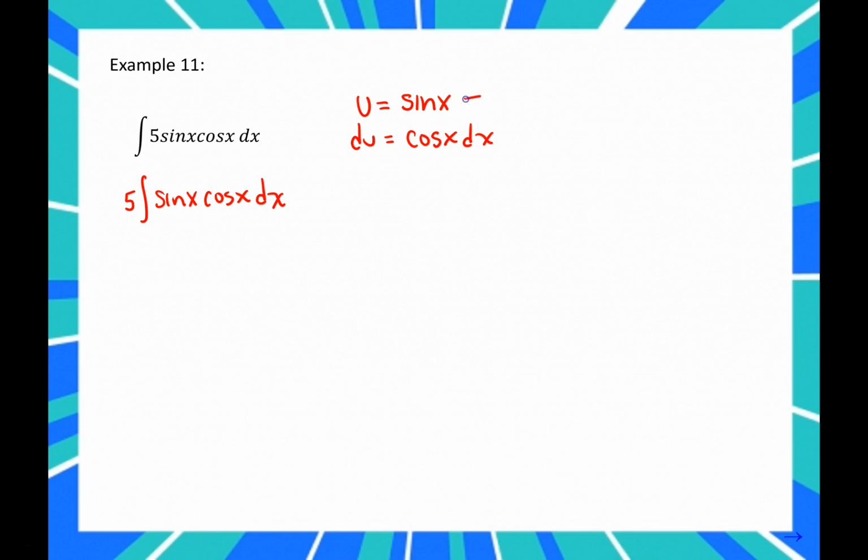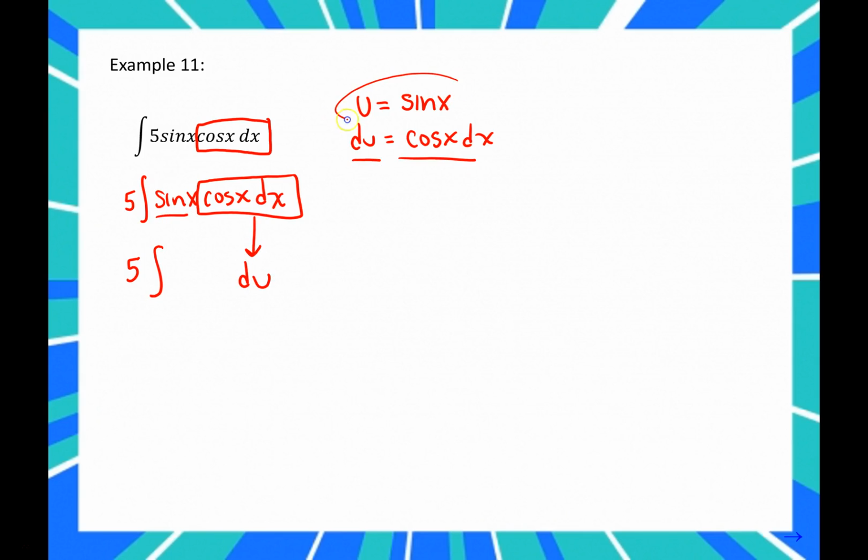If I take the derivative of sine, of course, I get cosine. And what's nice is I have this perfect match right here. We can see it right here as well. So this is going to be 5 integral. This whole box thing here becomes du. See that? And then my sine of x is actually just u. So this is going to be the integral of u du with that 5 out in front.